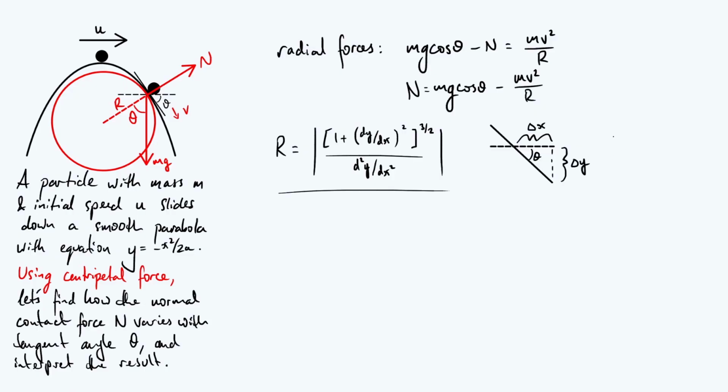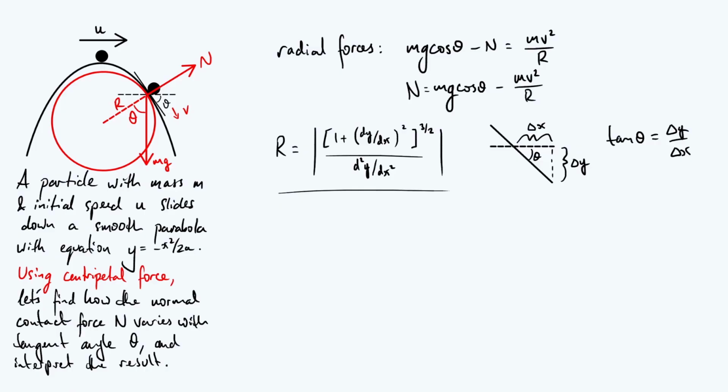Then it follows from simple trigonometry that tan theta is just delta y over delta x. Delta y and delta x are signed quantities, by the way, so theta, as drawn in this diagram, has a positive delta x but a negative delta y, and therefore tan theta and theta itself is going to be negative.